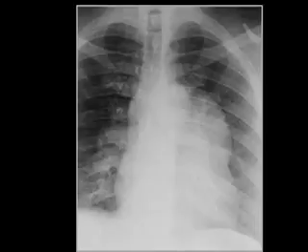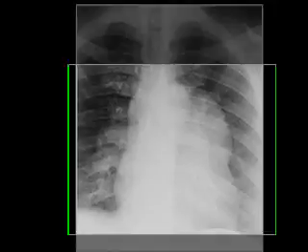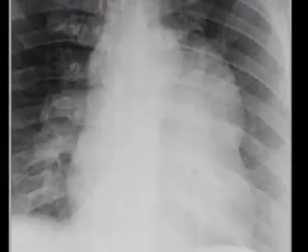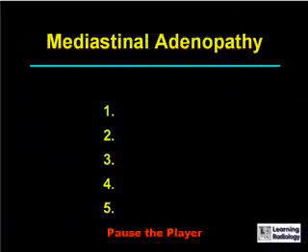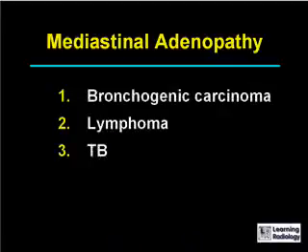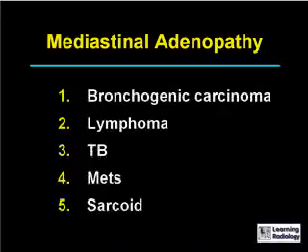Here's the next differential. Pause the player. The differential is mediastinal adenopathy. There are 5 causes. Pause the player. The 5 causes of mediastinal adenopathy can include bronchogenic carcinoma, lymphoma, tuberculosis, metastases, and sarcoid.